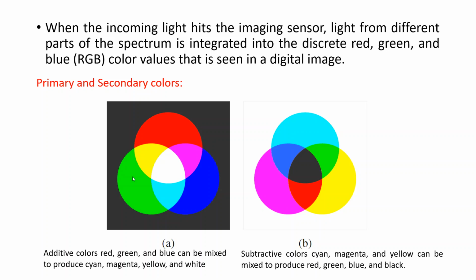On combining red and green, we'll get yellow. On combining blue and red, we'll get magenta. On combining blue and green, we'll get cyan. On combining all these three colors, we'll get white.